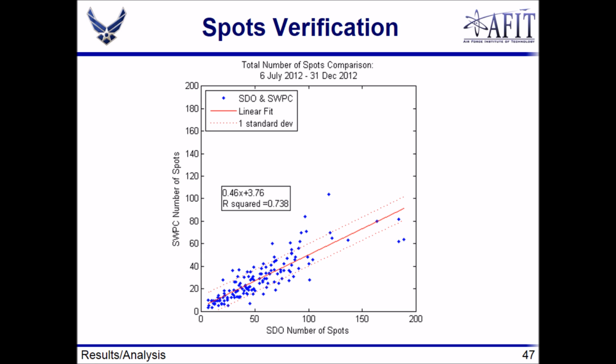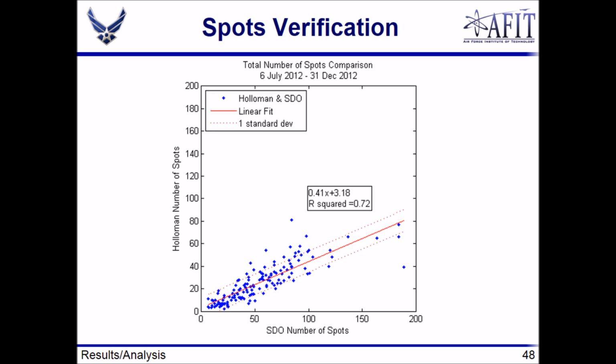And then when we do SDO to SWPC, we see a pretty significant tilt in the number of spots, which is again what we expected. We're detecting more spots, so we should have a tilt. The slope there is about 0.46, tilted towards the SDO axis. And then again, consistent results with SDO to Holloman, the same kind of tilt that we saw before. So all consistent results there.